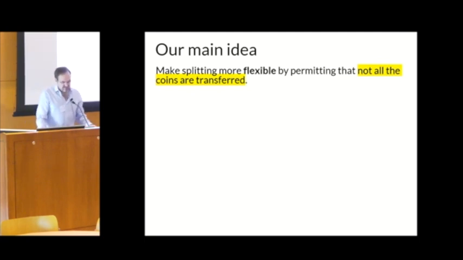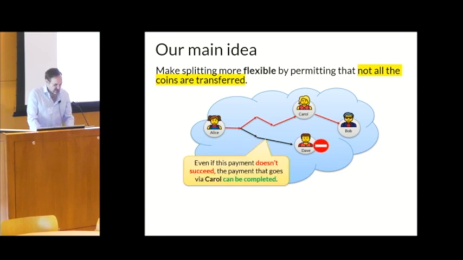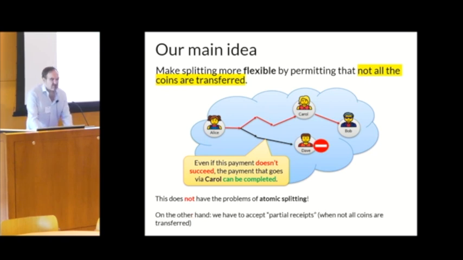So what we have is an idea to make this splitting more flexible. The main idea is that we are okay with not all coins being transferred. So we have Alice and Bob, and the payment goes via Carol, and on the way this payment will be split between Carol and Dave. Even if the payment via Dave doesn't succeed, the payment via Carol can succeed. And maybe this means simply that I wanted to transfer 10 coins, and I will transfer 5 coins instead. And this does not have the problems of atomic splitting. On the other hand, we have to accept that not all coins are transferred. Maybe I wanted to transfer some amount to Pedro, and in fact, only part of it succeeded.